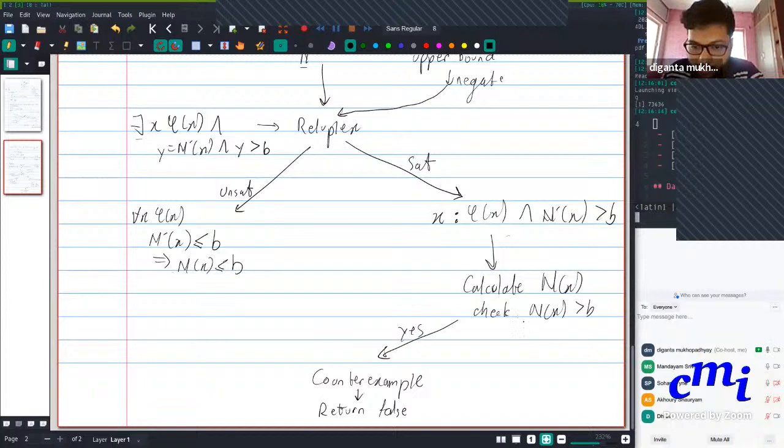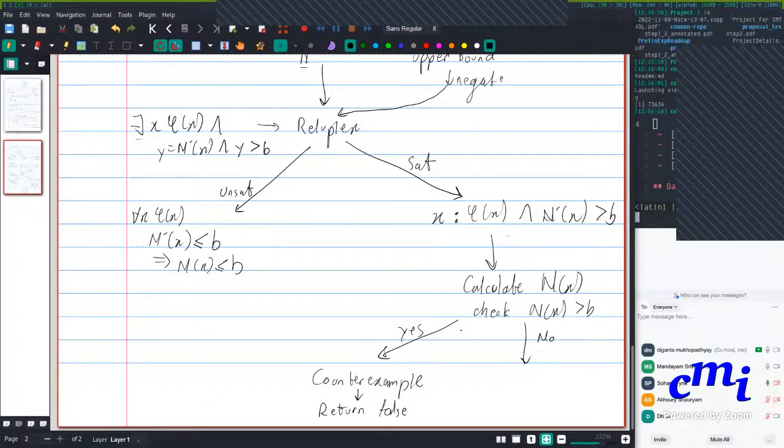But if you do get no here, then you don't know anything. You haven't been able to conclude anything, because just because nx is less than b, it doesn't mean that you can say the property doesn't hold. If somebody asks you why you are saying the property doesn't hold, you don't have any good reason. You don't have a proof that the property doesn't hold, and similarly, you also don't have a proof that the property actually holds.